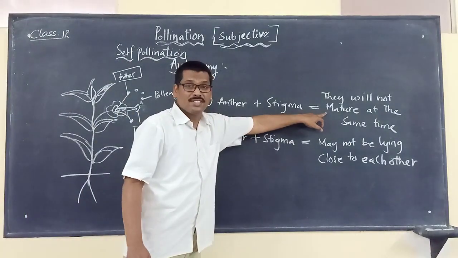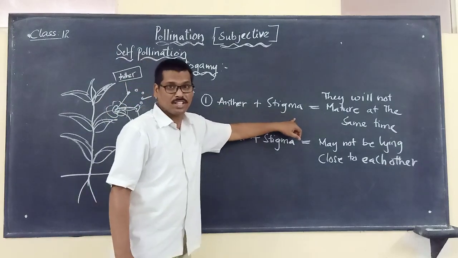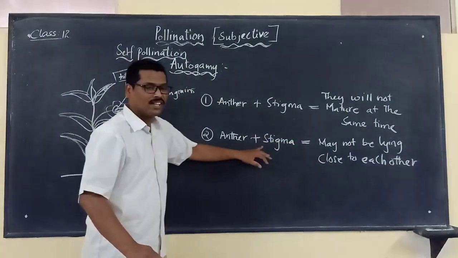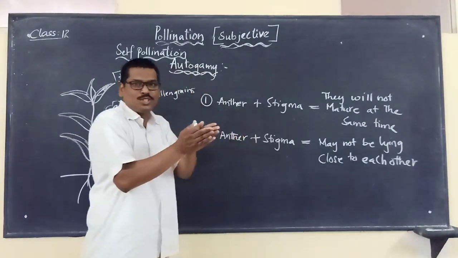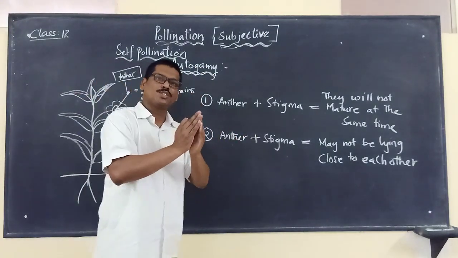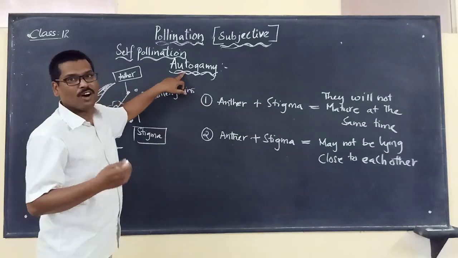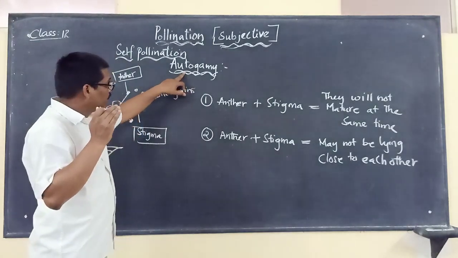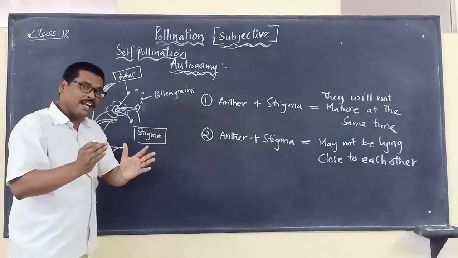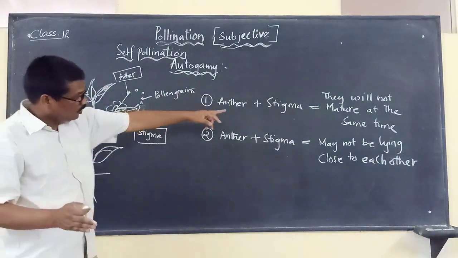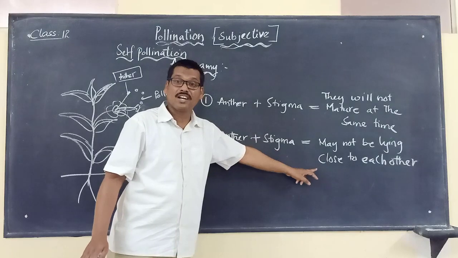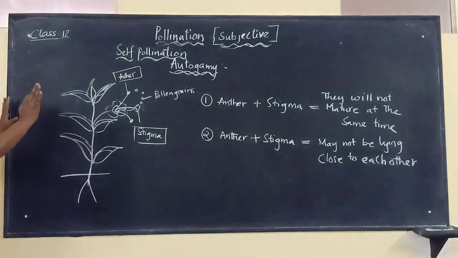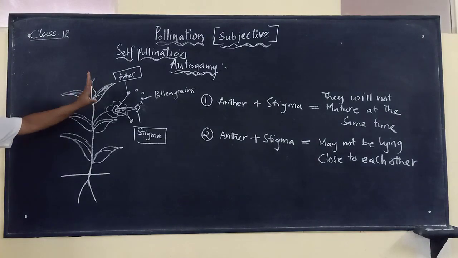So self-pollination is not so easy, or is very rare, because the anther and the stigma will not mature at the same time, and at the same time they are not lying close to each other. If they were lying very close to each other, then autogamy would be very easy. So self-pollination will not take place most of the time, or is very rare, because they are not maturing at the same time and are not lying close to each other. This is what we have to remember when we talk about autogamy.